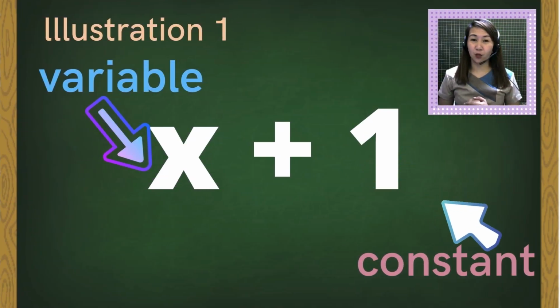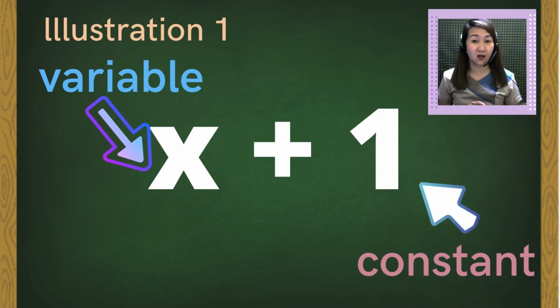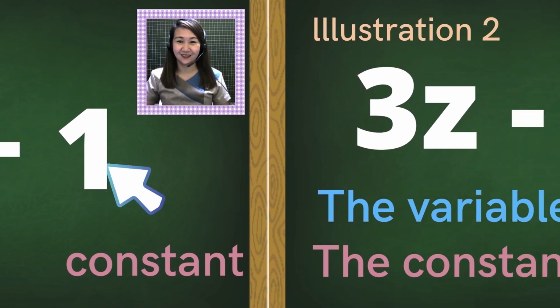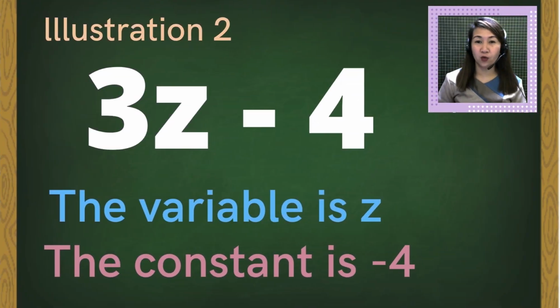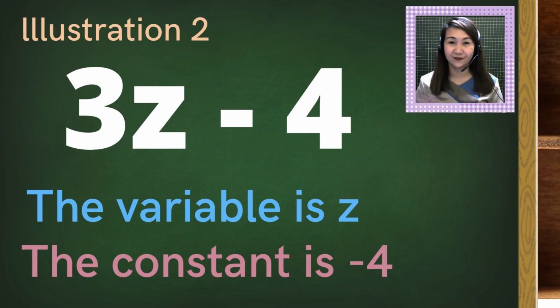And for our example number 1, our algebraic expression is x plus 1. The variable is x and the constant is 1. Very easy, right? And of course, for our second example, the algebraic expression is 3z minus 4. Our variable is z. You are correct. And our constant is -4.